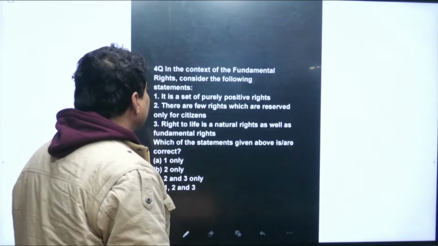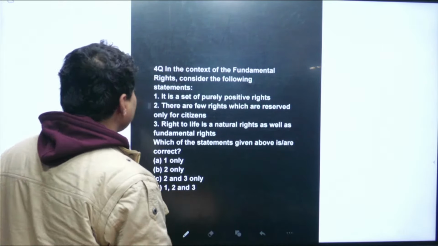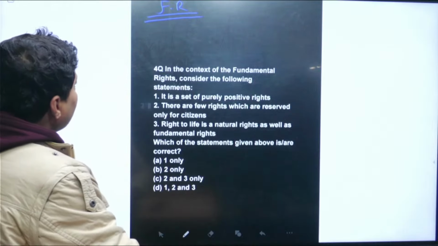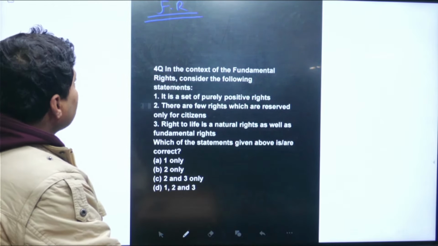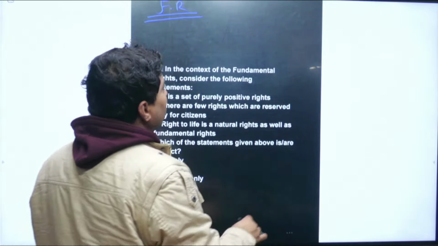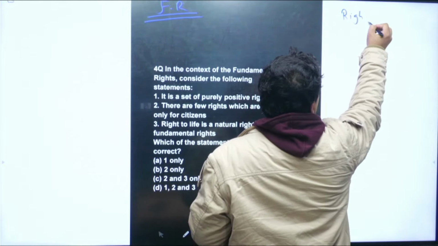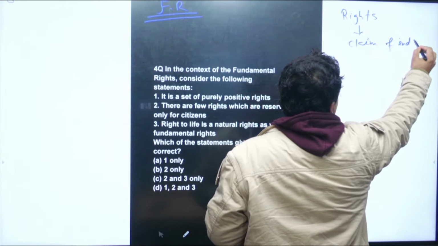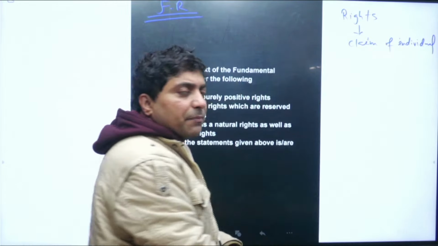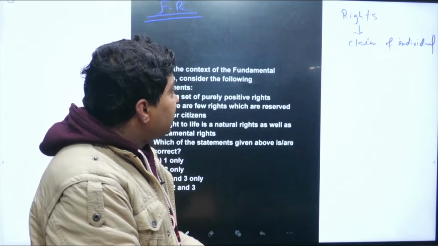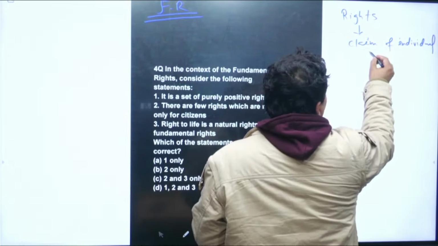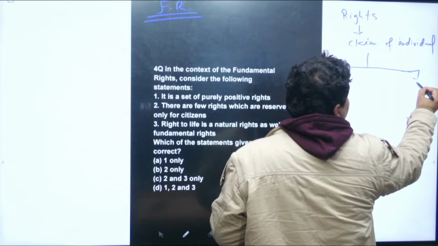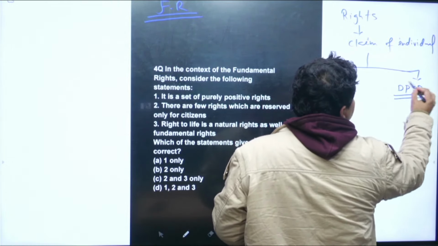In the context of the fundamental rights, consider the following statements. Now it is talking about the entire fundamental rights. It is a set of purely positive rights. Let me explain one thing: rights are a claim, a claim of the individual. The entire set of rights has been divided into two parts, right? The first part was kept in fundamental rights and the second part was kept in DPSP. Now, in DPSP all are positive rights.